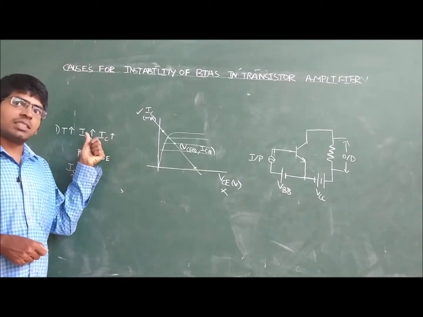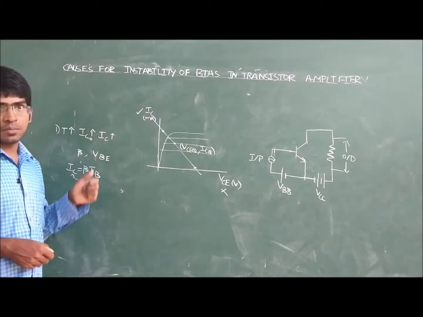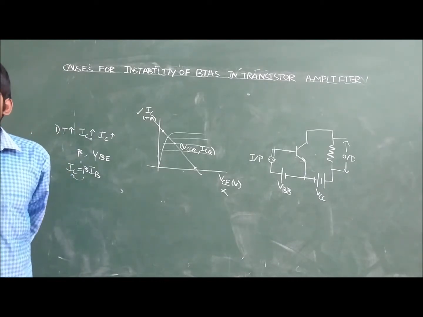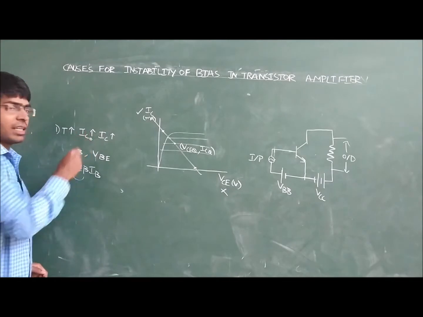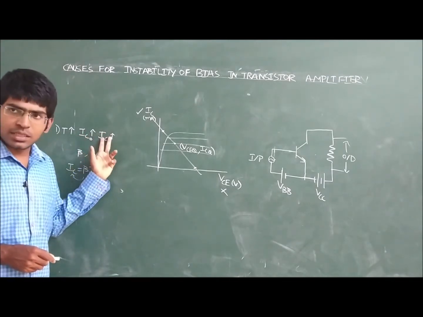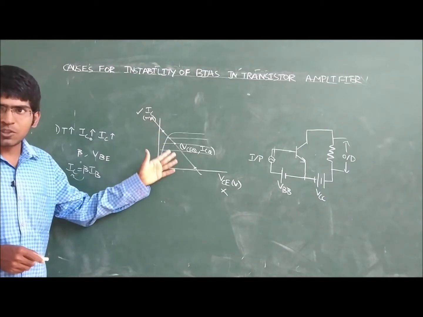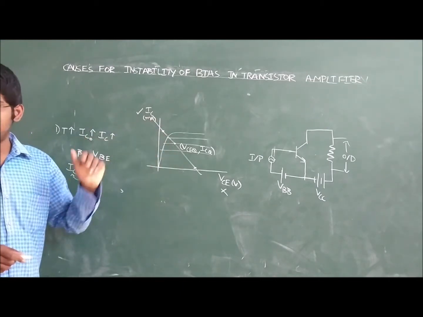Why the ICO is increasing? Because of the temperature. When the temperature is increasing, obviously ICO is increasing and IC is increasing. Thereby operating point shifts from the fixed location.